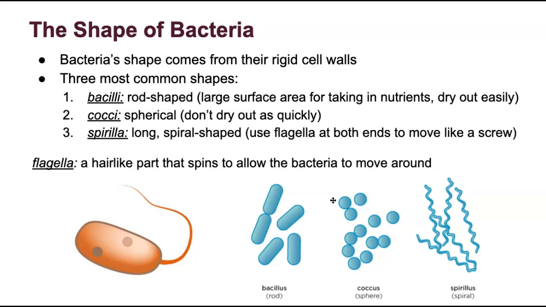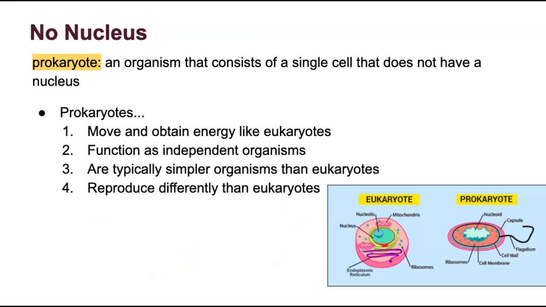We also have cocci bacteria, which are spherical, so they're going to look like little globes, little beads. They don't dry out as quickly because they don't have as large of a surface area. Then we have my personal favorite shape, spirilli bacteria. These guys are long and spiral-shaped. They are going to move using an organ called a flagella. This is what a flagella might look like. It's a hair-like part that spins, and as it spins, it works like the motor on a boat, and it allows that bacteria to move around.